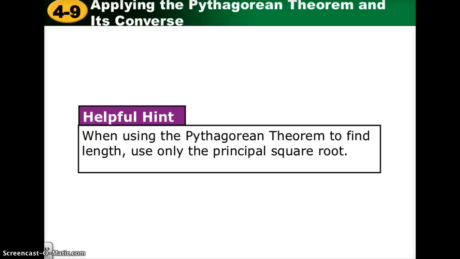Helpful hint, when using the Pythagorean theorem to find length, use only the principal square root. Remember, the principal square root would be the positive square root.